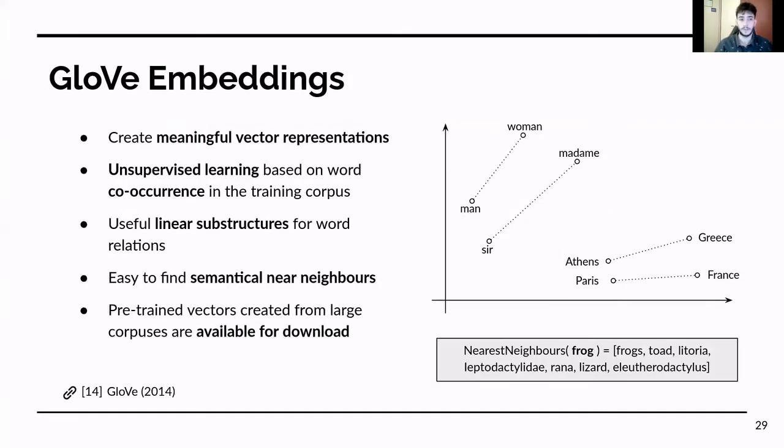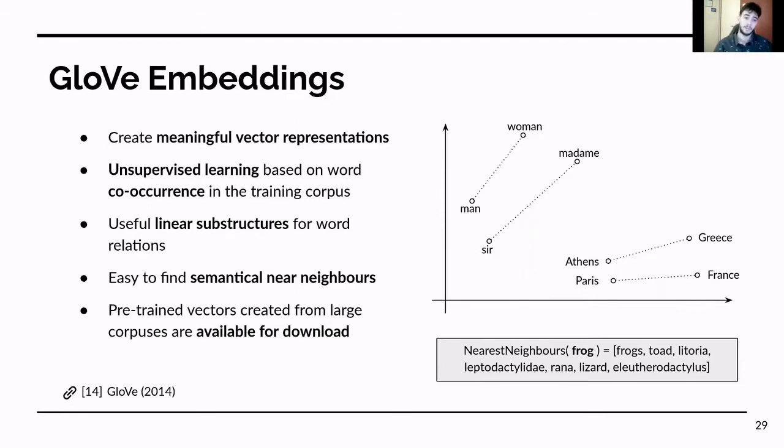So first of all, let's take a look at GloVe embeddings. The idea here is to create meaningful vector representations for all the words in our vocabulary. And the way that this is done is by performing unsupervised learning based on word co-occurrence in the training corpus. And what GloVe achieves is to create very useful linear substructures in the created vector space that show the relations between the words. So in this example, we can see that the distances between the words man and woman will be similar to the words sir and madam.